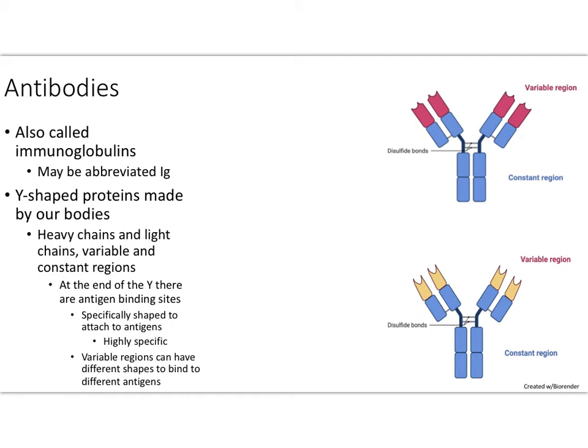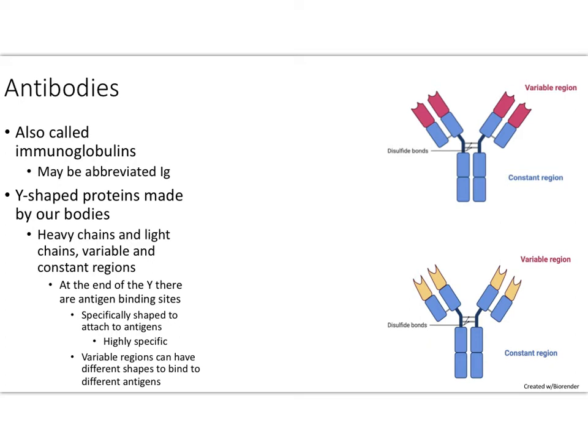Now, the next thing we need for our adaptive immune response are antibodies. Antibodies are proteins that are made by our body. They are sometimes also called immunoglobulins, and sometimes they are abbreviated as Ig. So these are, like I said, proteins made by our body. They are shaped like a Y, and they have a couple of different important regions on them.